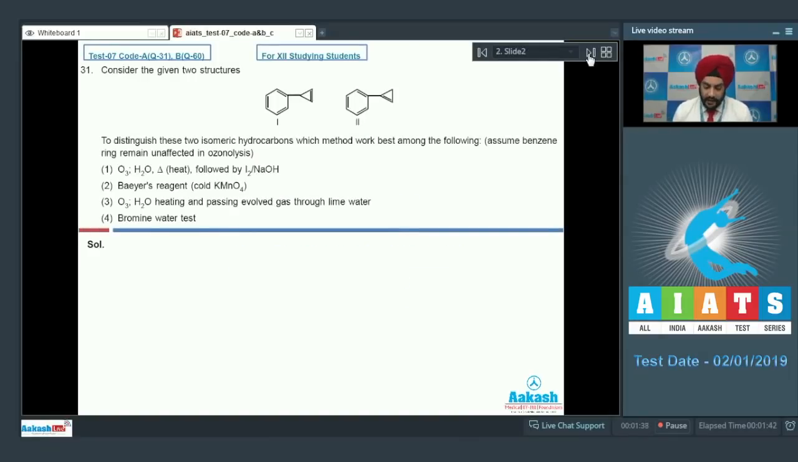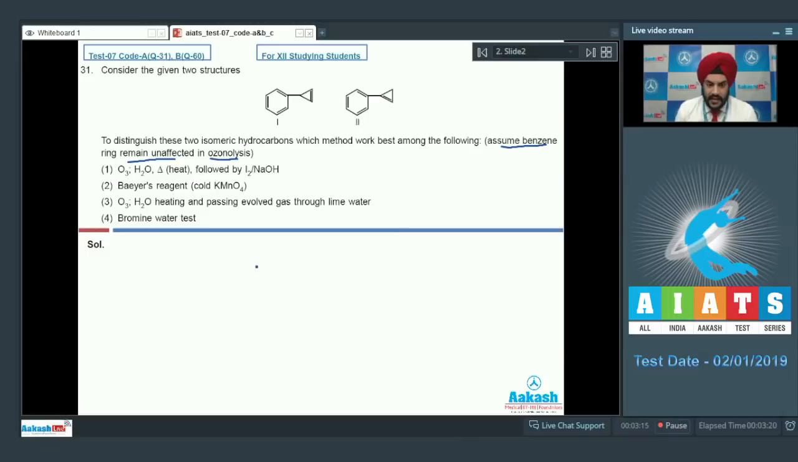Question number 31. Consider the two given structures. So we have been given two structures 1 and 2. To distinguish these two isomeric hydrocarbons, which method worked best among the following? So we have to assume that the benzene ring remains unaffected in ozonolysis.